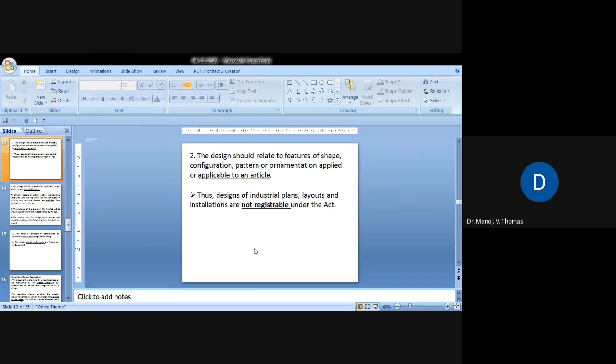Second one, the design should relate to features of shape, configuration, pattern, or ornamentation applied or applicable to an article. So it should relate to the shape, the configuration, the pattern or decoration or ornamentation applied or applicable to an object. Article means object. Thus, designs of industrial plants, layouts, and installations are not registrable under the Act. So you have an industrial plan, how the machines will be placed or laid out, the layout and installations. These kinds of things cannot be registered. Registrable means that can be registered.